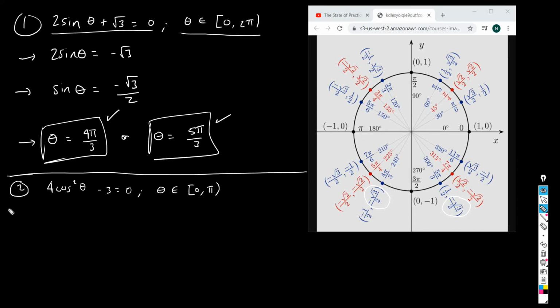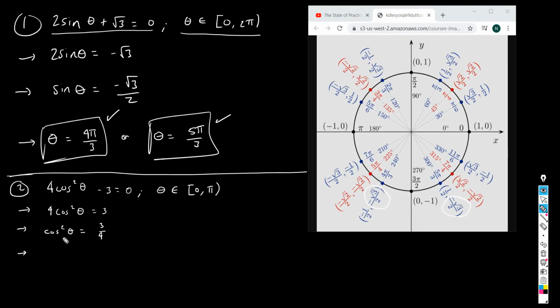Okay, so let's see. Same idea. I want to simplify this a little bit. So let's add 3 on both sides. There you go. Let's divide over 4. Okay, now this is a new addition, right? Something that we haven't worked before, which is a trigonometric function raised to the square.